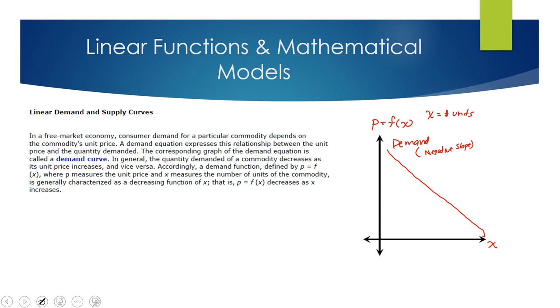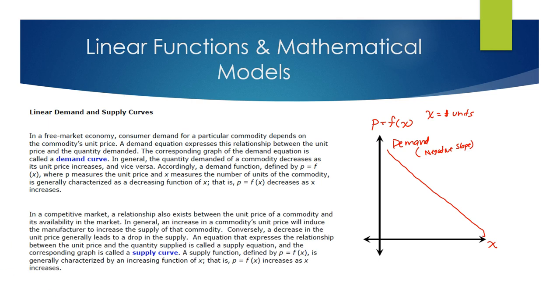Okay. On the other hand, when you look at a supply curve, in a competitive market, it's the relationship between the unit price of a commodity and its availability in the market. So basically, if you're the manufacturer, the producer, whatever it is, if you're not going to make a whole lot of money off of it, and you can't sell it for very much, you're probably not going to put a whole lot out there. The more money that you can get, the more willing you are to put more out there.